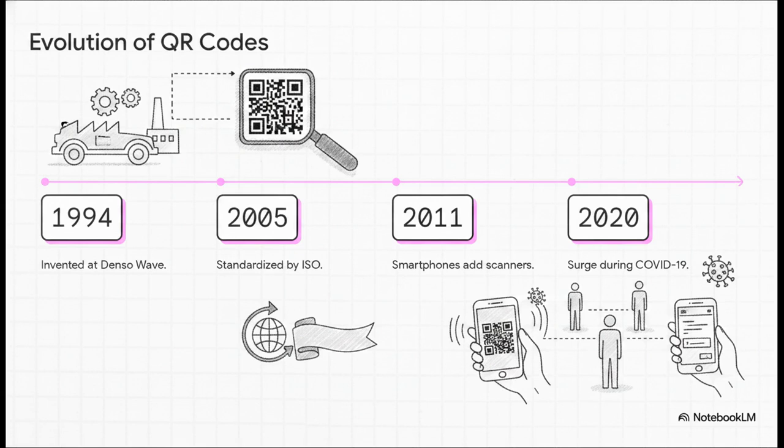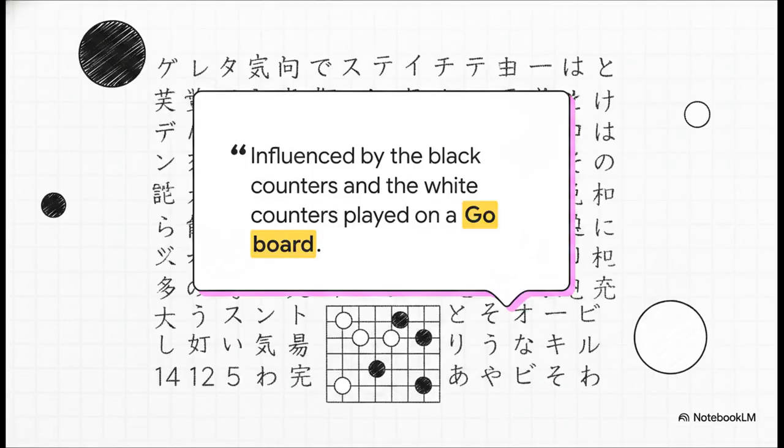It was a logistical nightmare that caused massive human error, worker fatigue, and severe inefficiency. Hara wanted one single label that could hold all of that data at once. And so, in 1994, the QR, or Quick Response Code, was born. It went from a highly specific factory tool to an international ISO standard, eventually surging globally into the everyday powerhouse we know today. Now, what is truly fascinating here is the specific inspiration behind the design.